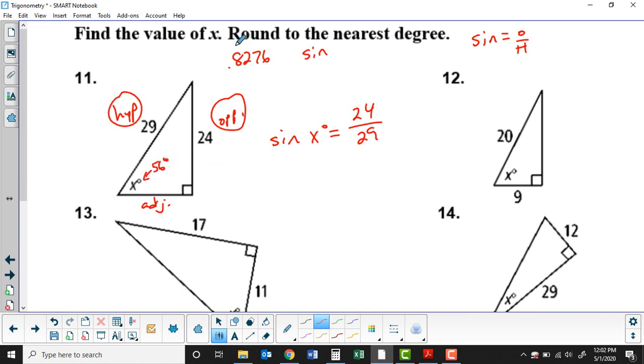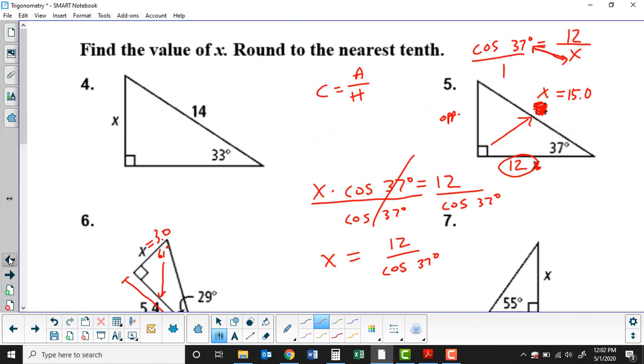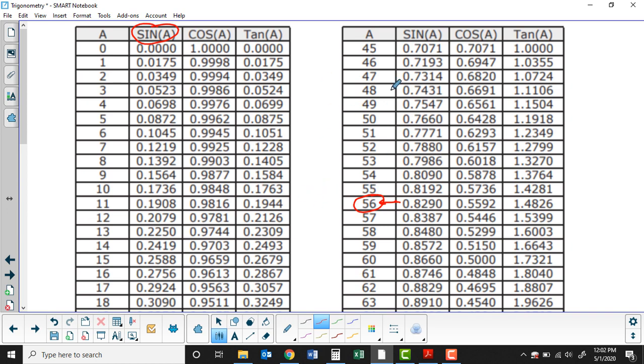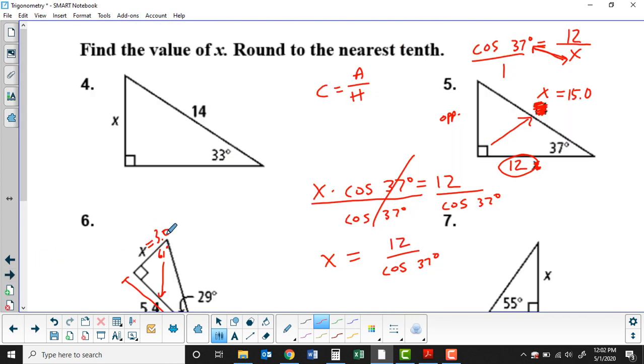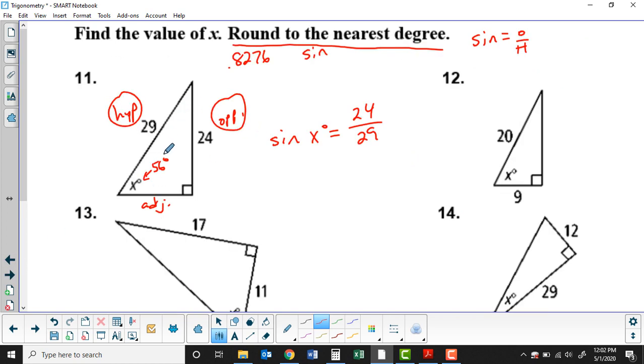Now notice it does say round to the nearest degree, and that's kind of a legacy thing. They think you're still using trig charts all day long, and look, there's no decimals over here for angle measures. So even though we can round side lengths to the nearest tenth, we can only round angles to the nearest degree if we're not using a calculator, all right?